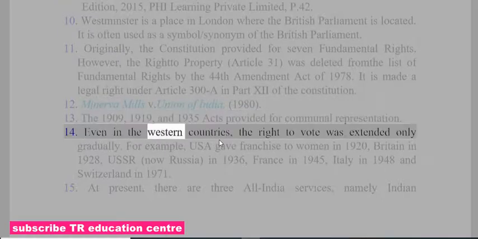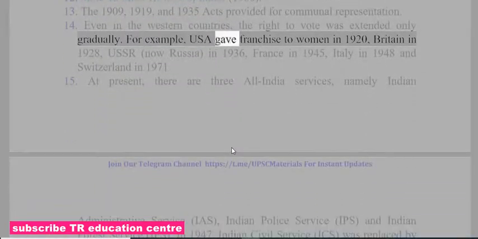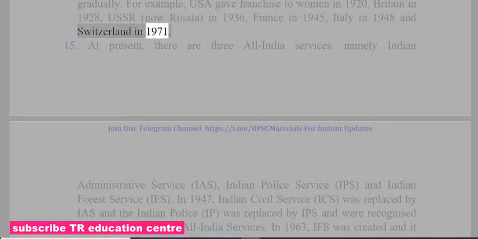14. Even in the Western countries, the right to vote was extended only gradually. For example, USA gave franchise to women in 1920, Britain in 1928, USSR, now Russia, in 1936, France in 1945, Italy in 1948 and Switzerland in 1971.